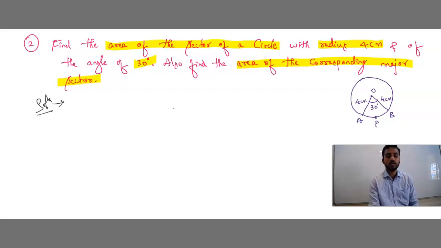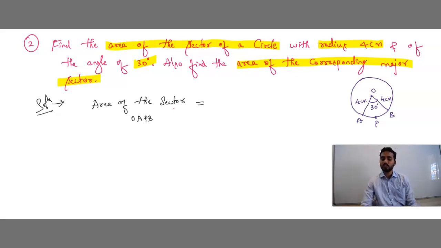Solution. First, what is the option here? Find the area of the sector. So what is the formula to find the area of the sector? So what is the area of the sector here? O, A, P, B. This area is called a sector. Okay, we are finding this area. So the area of the sector OAPB.